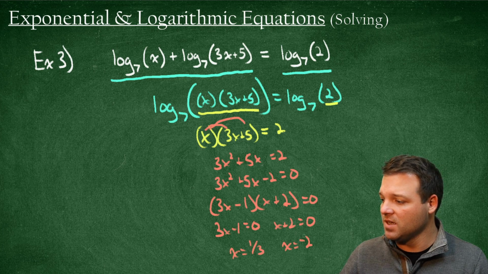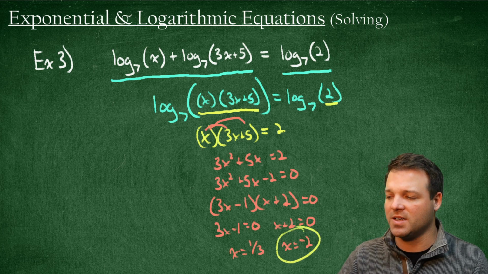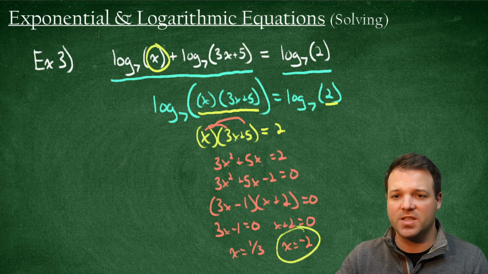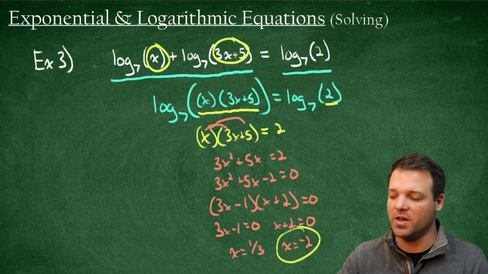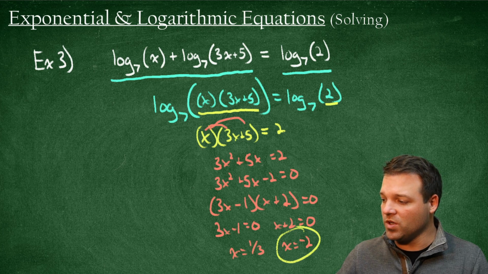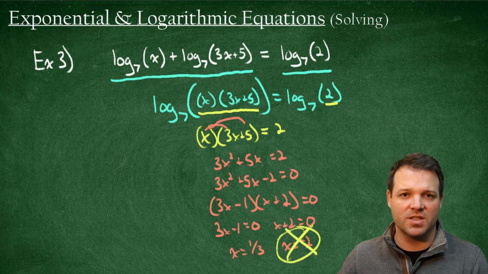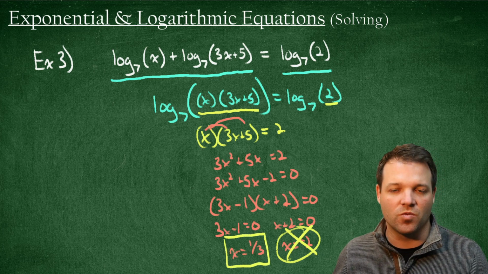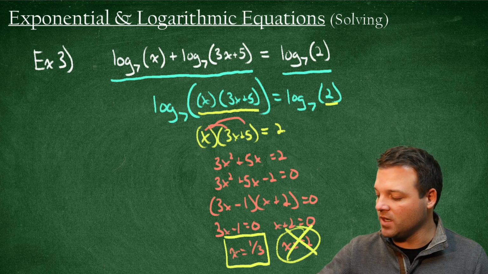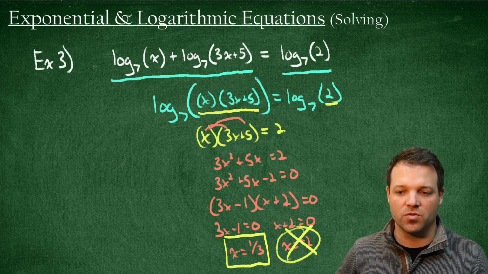In fact, this one right here, if I plug x is equal to negative 2, then this one would be the logarithm of a negative number. This also would be the logarithm of a negative number. 3 times negative 2 is negative 6. Plus 5 is negative 1. So no, this one will not work. x is equal to negative 2 is an extraneous solution. However, x is equal to positive 1/3 does work in this case. So we have one actual solution from our two candidates.